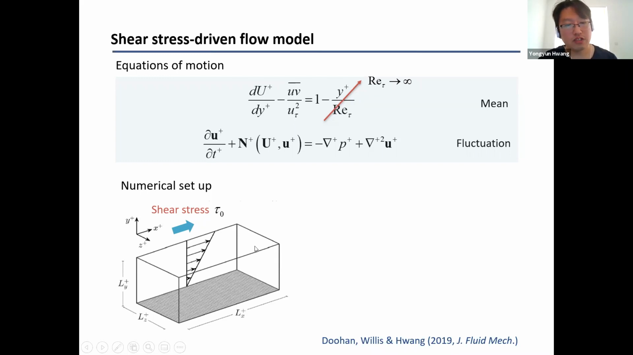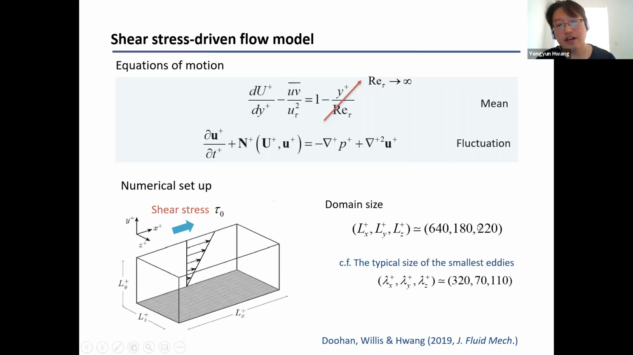This is a small box, and we chose the dimensions in the x, y and z directions by scaling in wall units, and we apply a uniform shear stress at the top. By doing so, we only create the linear shear flow, which lets us ignore this term, which essentially comes from the pressure gradient in the Navier-Stokes equation. We then considered a domain size just large enough to host two-scale coherent structure systems.